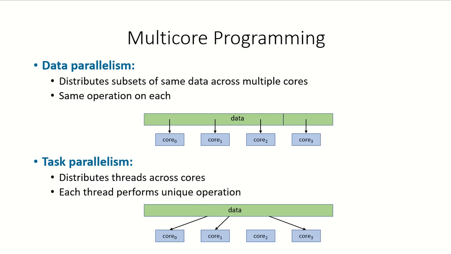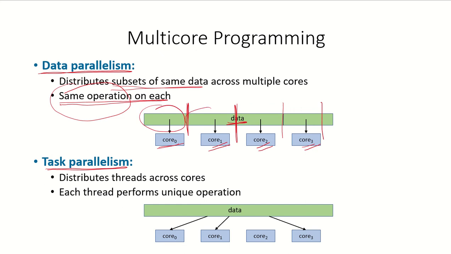Then parallelism can be achieved in two ways. One is data parallelism and the other is task parallelism. So what is data parallelism? That means the same operation has to be performed on a large amount of data. Now this data can be broken down into chunks and each chunk or each subset of the data can be sent to different cores and each core will perform the same operation on each subset of the data. So this is data parallelism.